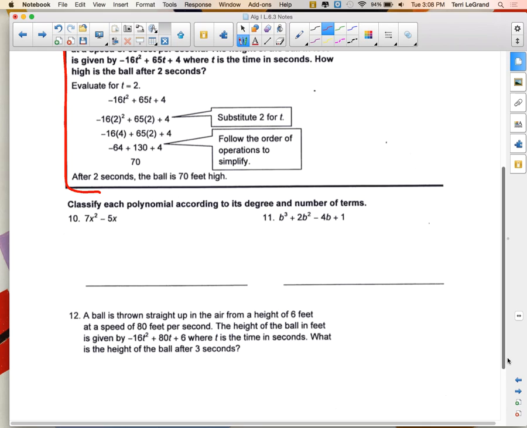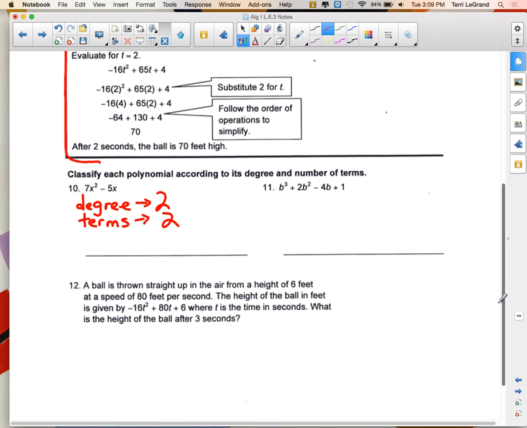So let's go do number 10 and 11. First thing, here's how you're going to support your answers. You're going to show me your stuff. You're going to tell me what the degree is. You're going to tell me what the number of terms is. And then you're going to give it its first and last name. So Leonard, what's the degree of the polynomial on number 10? 2. So degree 2. You agree, class? Okay. How many terms? 2. Okay.